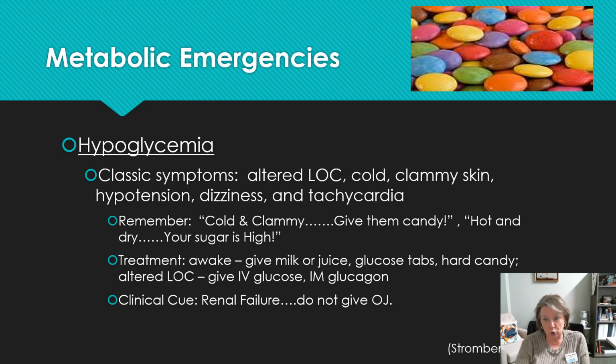We love orange juice. It's a high sugar content. But if you have a patient that has renal compromise, they don't need more potassium that's going to come out of the orange juice. What we need is apple juice, and apple juice has just as high a sugar content as orange juice. So if you have a renal compromised patient, go ahead and give them apple juice, not orange juice.